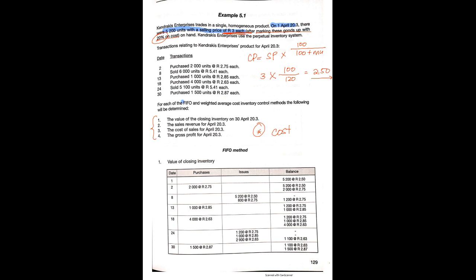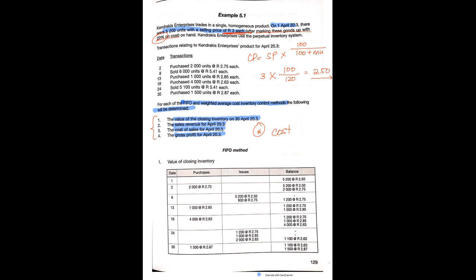So for each of the FIFO and weighted average cost inventory control methods, the following will be determined. They want you to determine the value of your closing inventory on the 30th of April. That's the last day of the month. The sales revenue for the month, the cost of sales for the month, the gross profit. And you're going to do that, well, we're starting with the FIFO method.